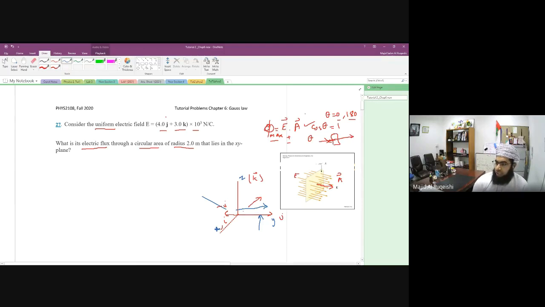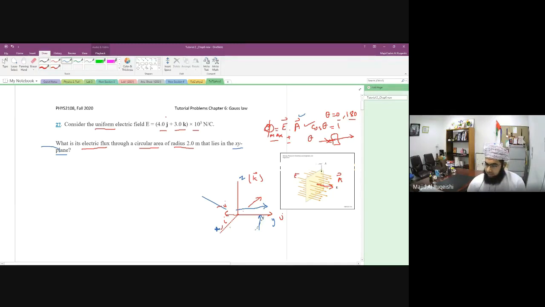Now we're looking for the area. So where's the area? The question said here that the circular area is lying, meaning its place is, in the XY plane. The XY plane is this one. Where is the XY plane? We know this is X and this is Y, which is I and J. So this one here.